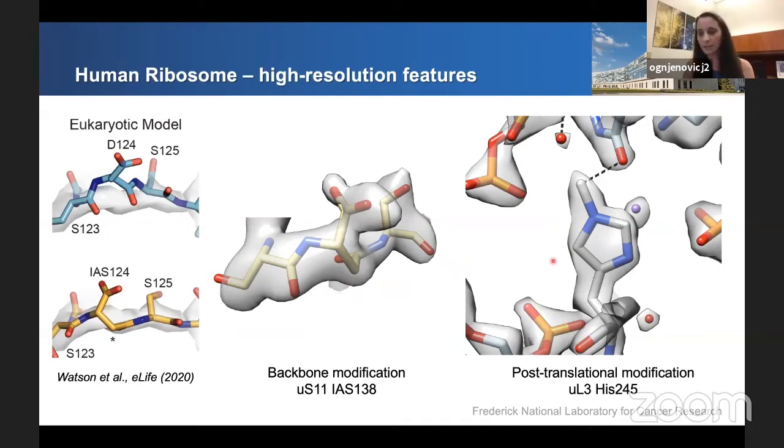Another example here is post-translational modification of histidine, methylation of histidine. This example is pretty interesting because we tried to confirm this methylation using mass spec, but no matter which enzymes we used to digest the peptide, the mass spec just would not pick it up. But this methylation of histidine is actually known in the yeast ribosome. So I guess it's another example showing why getting a high resolution is actually pretty important.